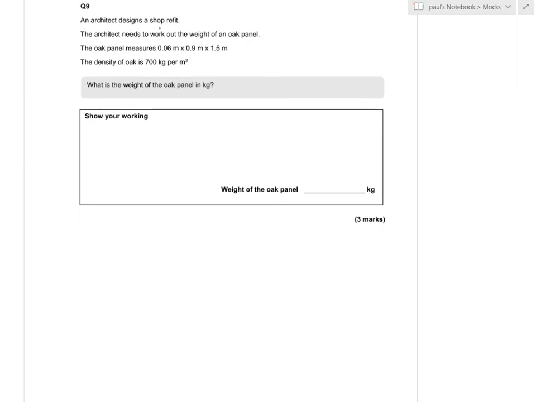An architect designs a shop refit. They need to work out the weight of an oak panel. The oak panel measures that. The density is given in grams per meter cubed. What's the weight? So first find the volume. 0.06 times 0.9 times 1.5. There's the volume. Not very much, is it? 0.081. That's the volume in meters cubed.